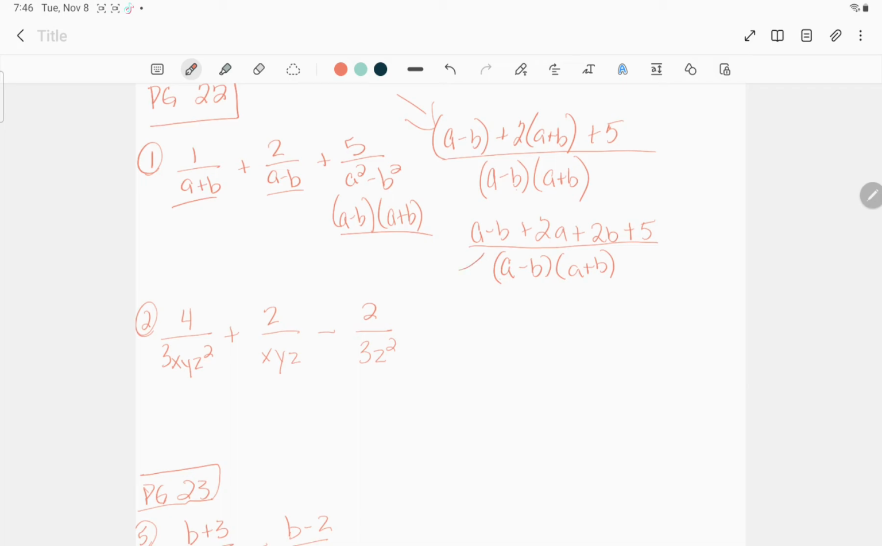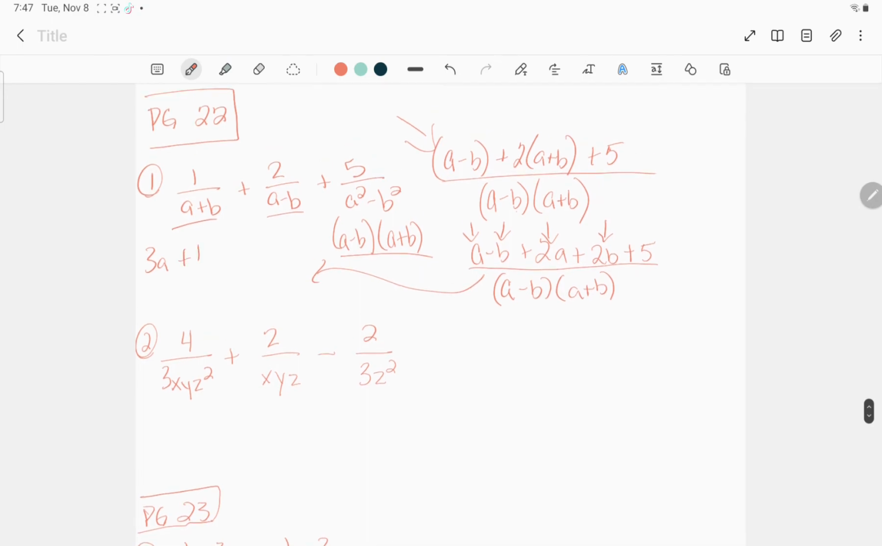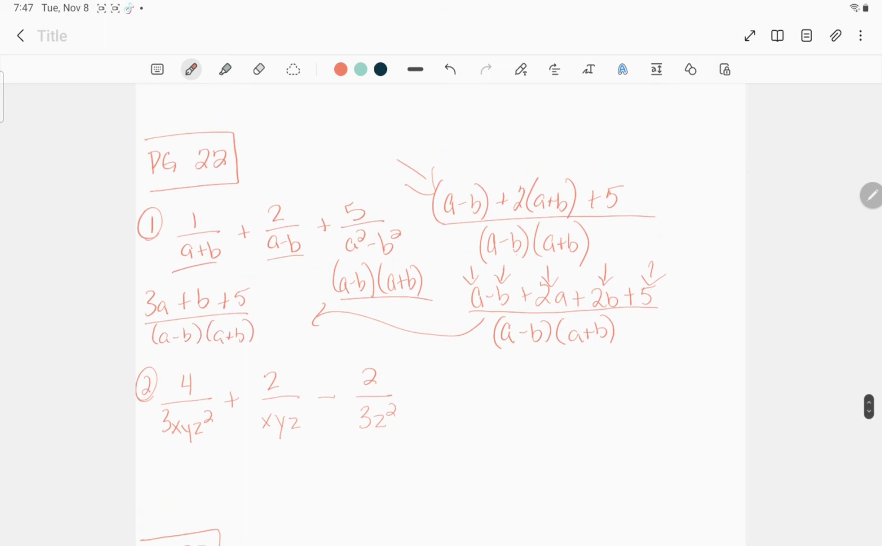Okay, so I'm going to move over here for my final answer just so I don't get into my problem number 2. So I'm just combining like terms, a and 2a. That gives me 3a. Negative b plus 2b gives me positive b. And then the last thing is the 5. And that's all over a minus b, a plus b. If you wrote the a squared minus b squared, that's the same thing. That's not wrong.